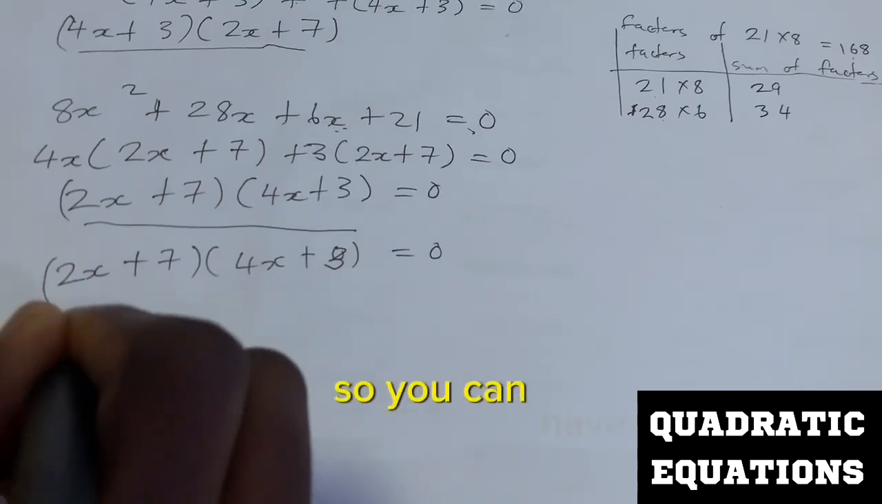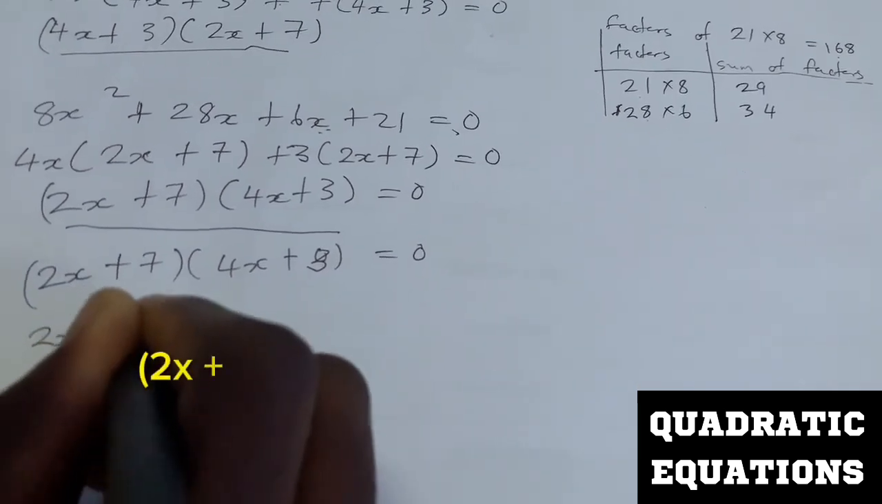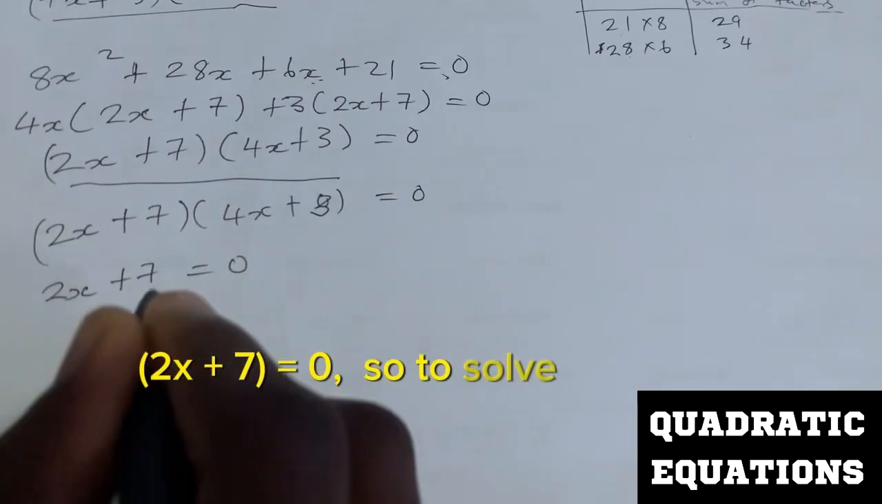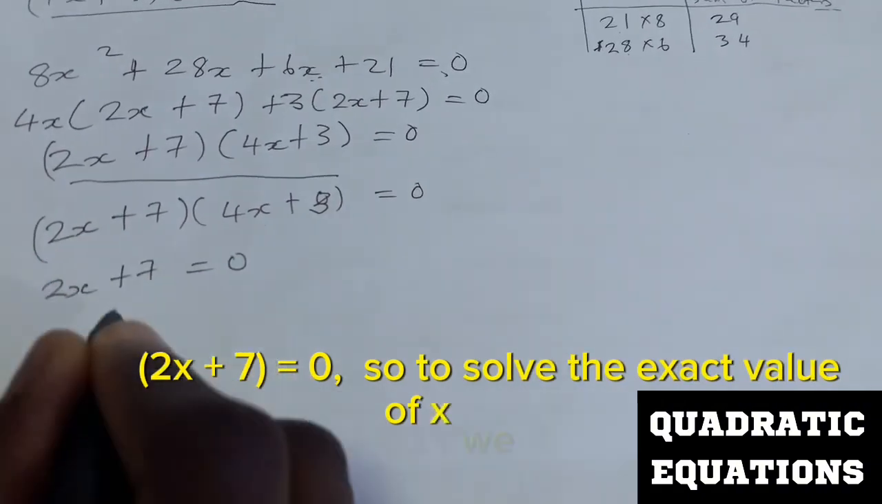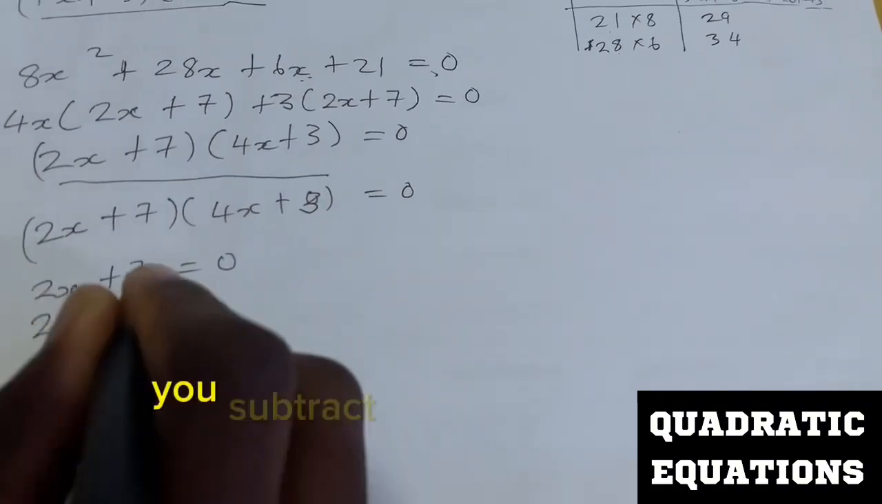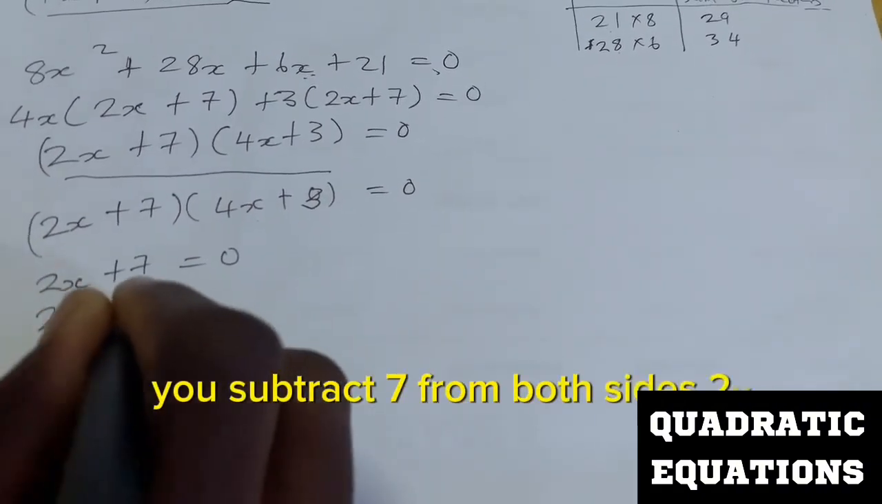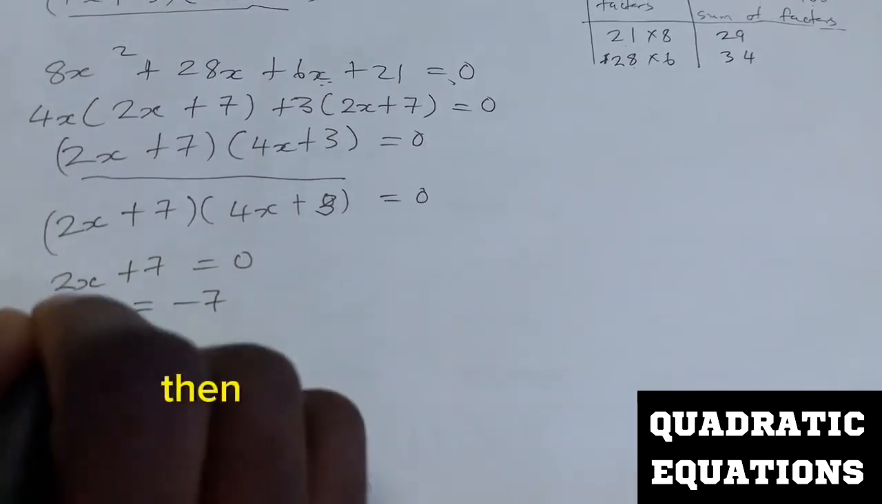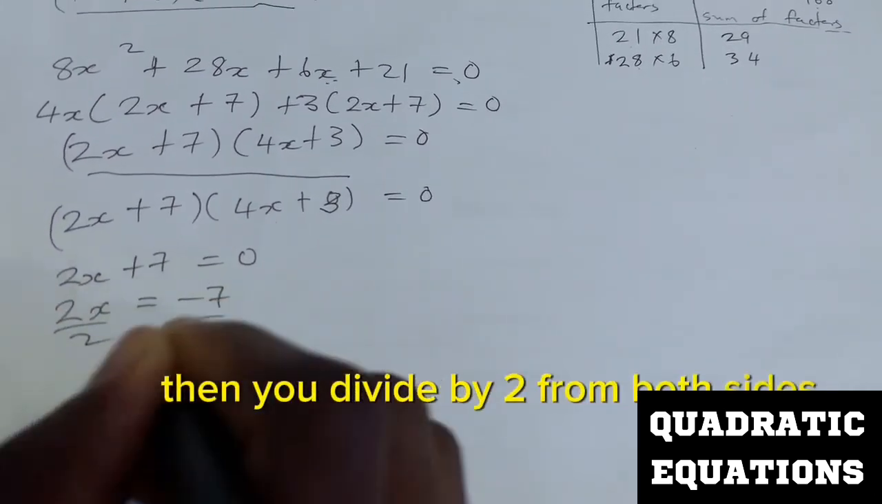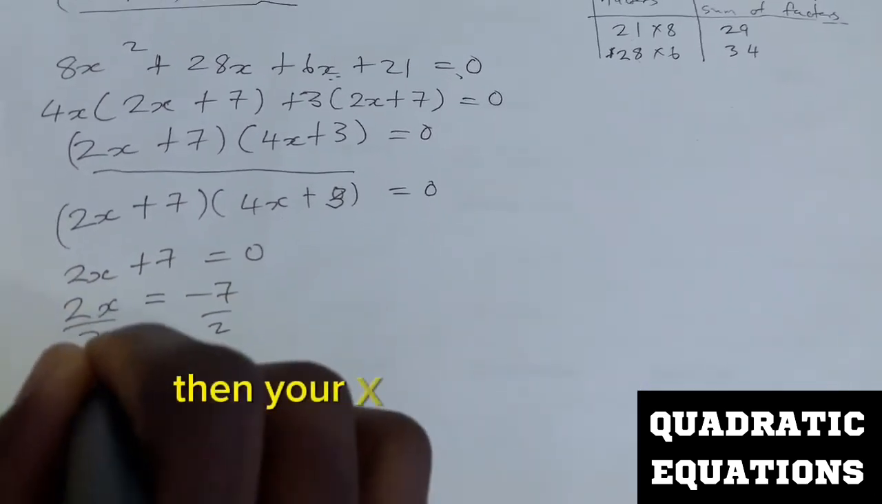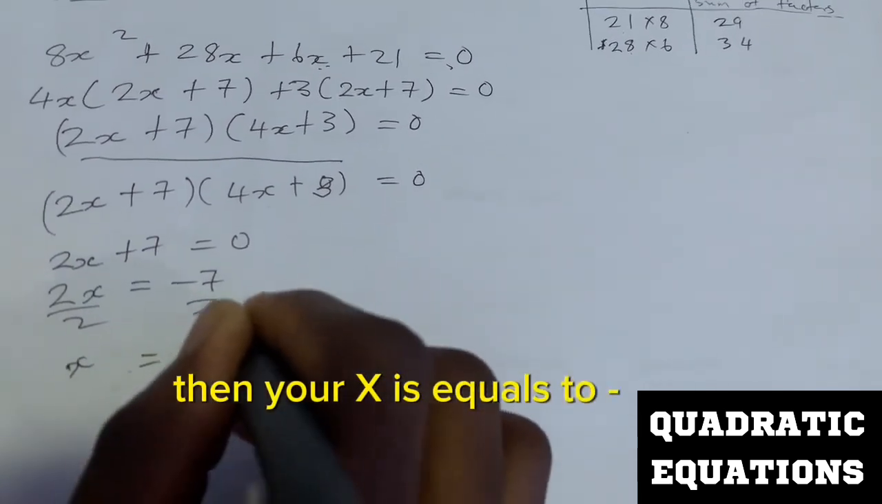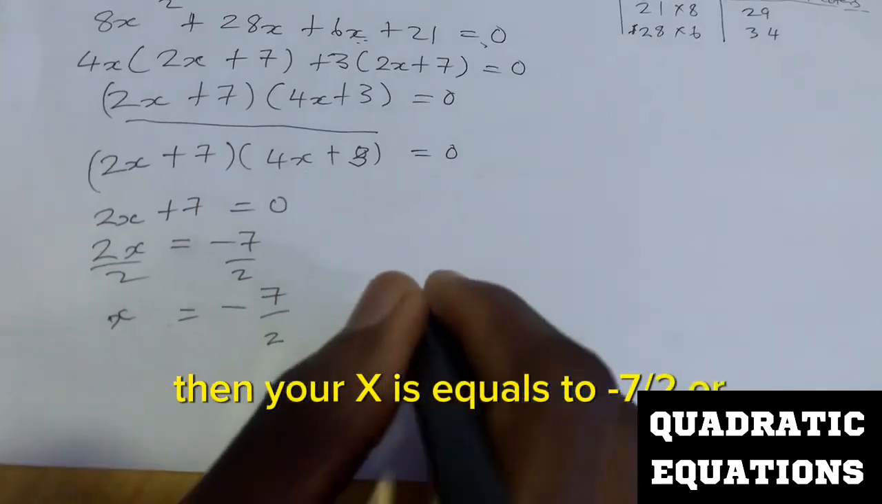So you can have 2x plus 7 equals 0 to solve to find the exact value of x. Then you subtract 7 from both sides: 2x equals minus 7. Then you divide by 2 on both sides. Then x equals minus 7 over 2, or minus 3.5.